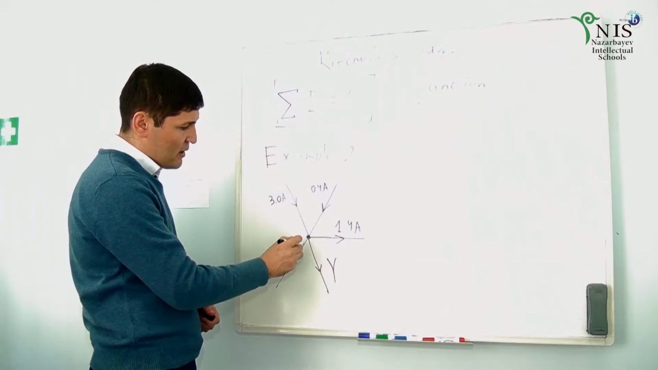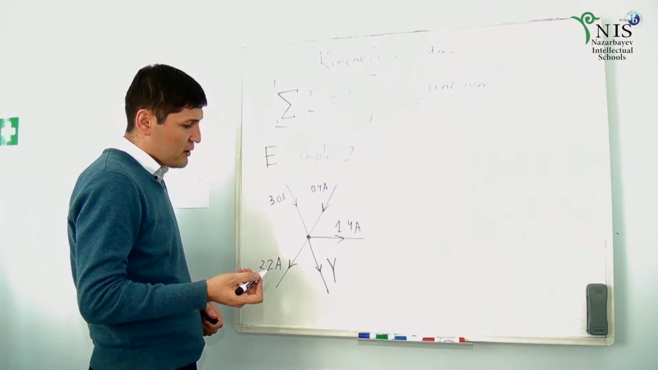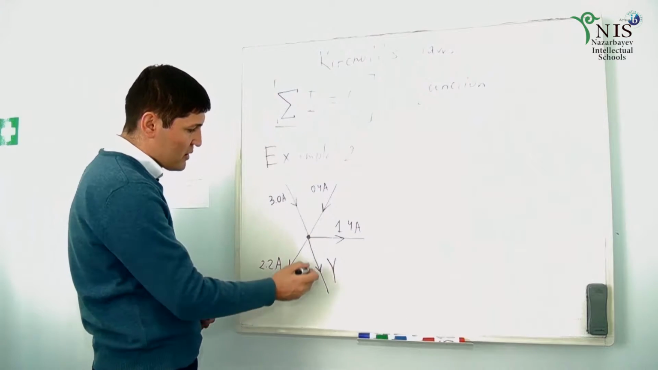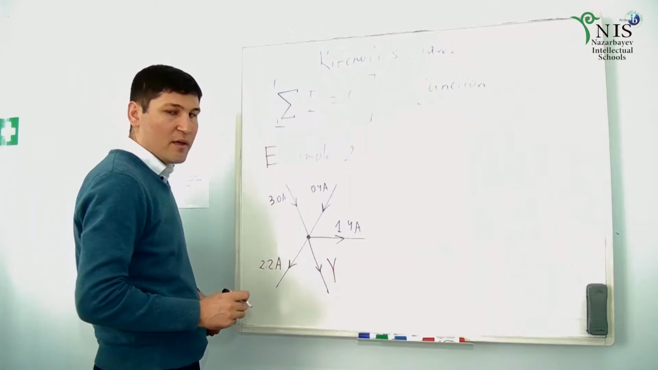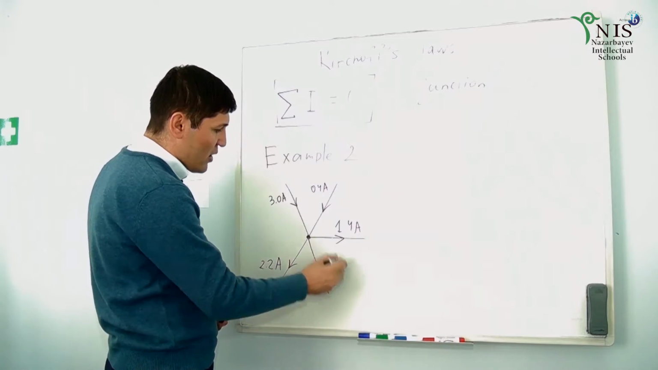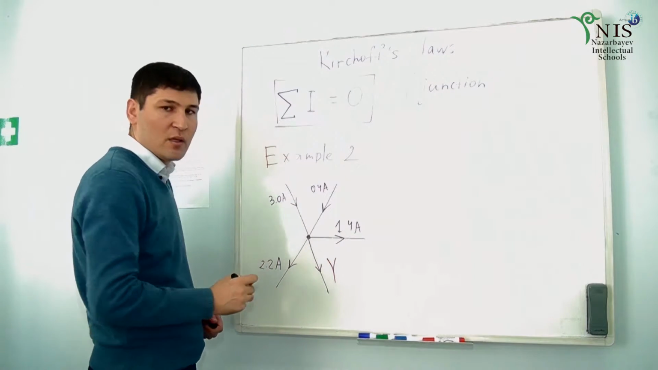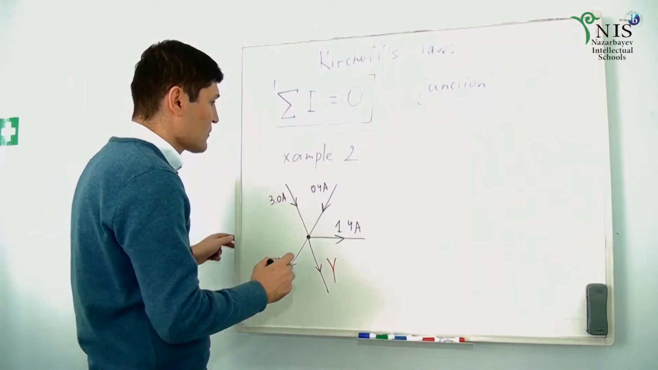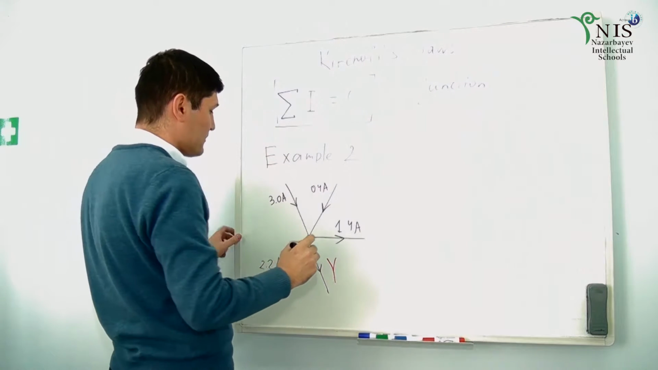But the sign, direction here is conventional. We don't know yet whether the current must be going into the junction or out of the junction. So at the end, if we have a negative value for Y, it means initially we chose the direction incorrectly. Let's have a look. The sum of all currents is 0.